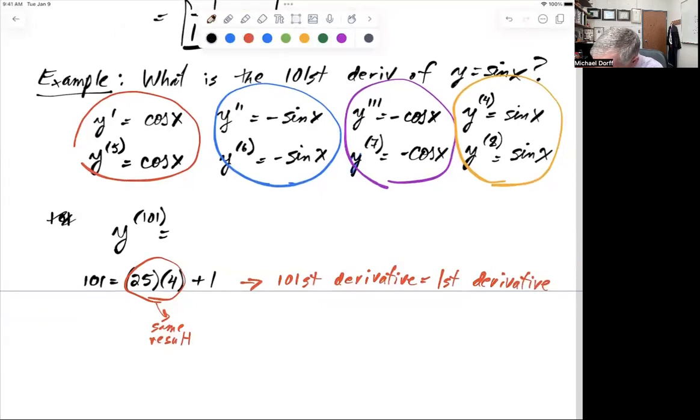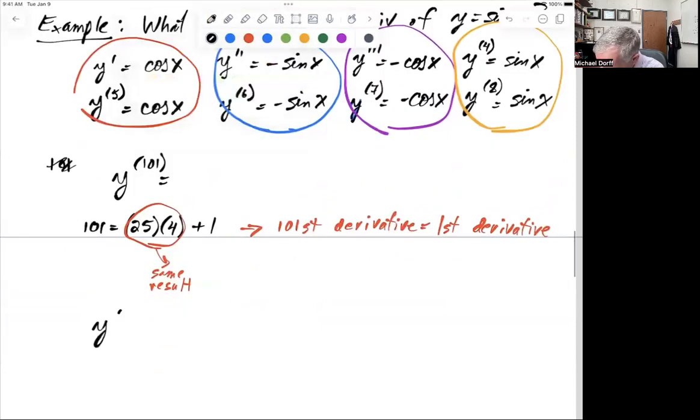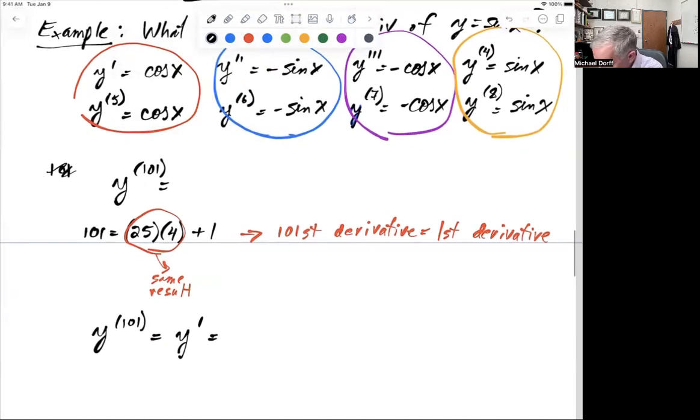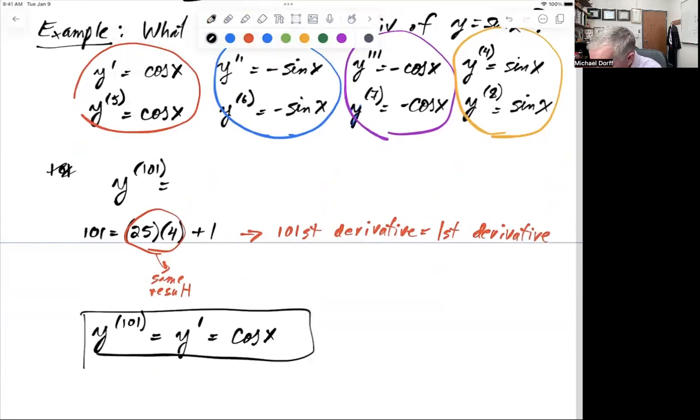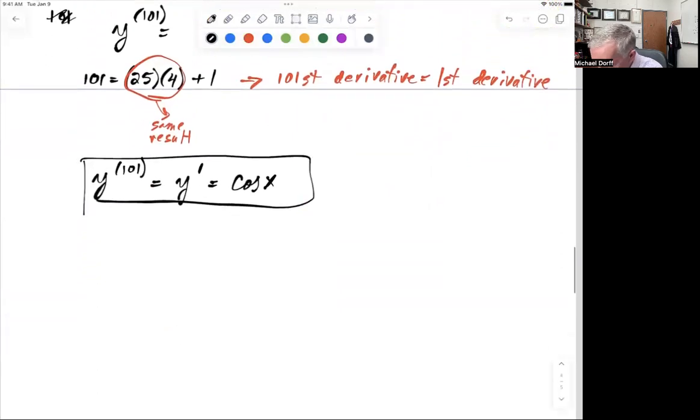All right, so the 101st derivative of y is going to be the same as the first derivative, which, if we go back above, was just cosine x. All right. Okay. So we have the derivatives of sine and cosine. What about some of the other trig functions?